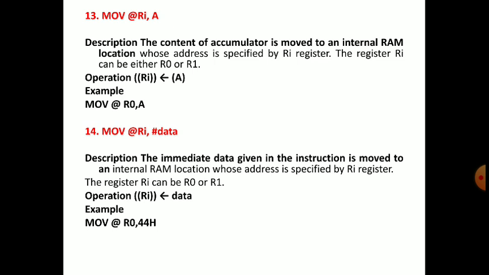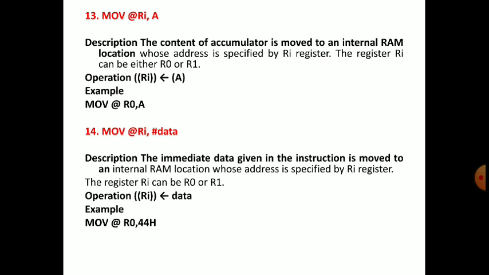And the 13th one, MOV @Ri, A, is the register addressing mode, because the data source is mentioned as the accumulator register. And the 14th one is an immediate addressing mode. The description: the immediate data given in the instruction is moved to an internal RAM location whose address is specified by the Ri register. The register Ri can be R0 or R1.